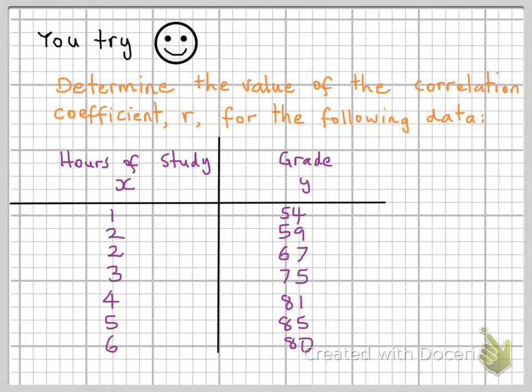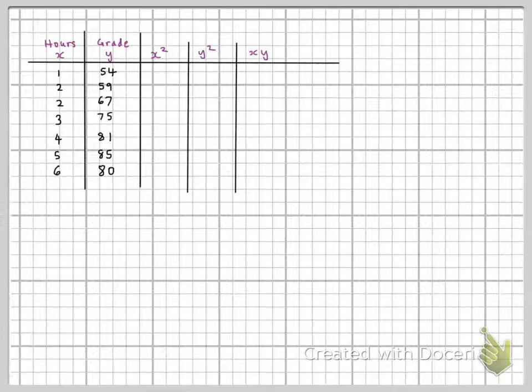So now you try. Try and determine the value of the correlation coefficient R for this data. The data represents the number of hours of study versus the grade earned on the exam. So what I want you to do now is go ahead and pause this video right now while you try this example. When you have finished, you can continue the video to see what I have done. So please pause the video now. Alright, so what did you do? Here is what I did.